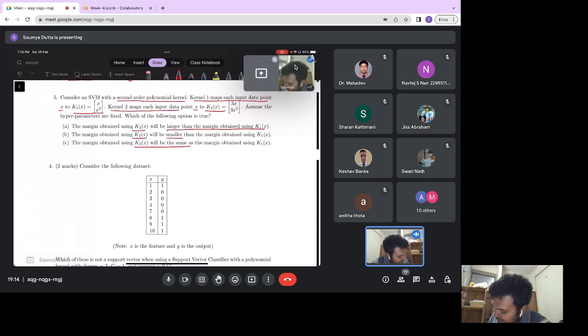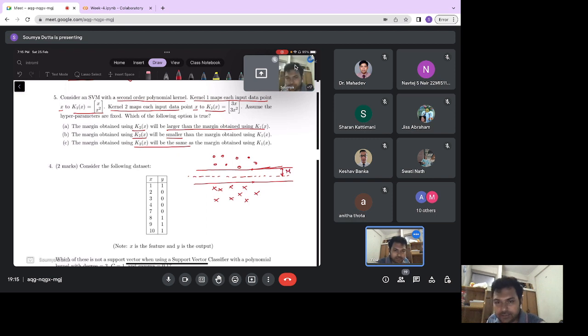Let's say you are doing a two-class classification, a very simple case. Let's say these are your training examples, and this is the decision boundary that you have learned. Let me put another point here. So this is your margin. From the decision boundary, the closest point for both the classes gives your margin.